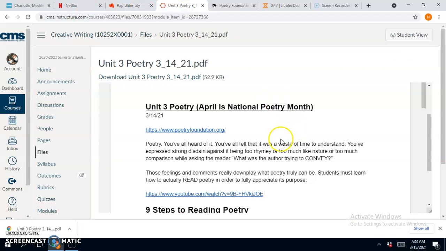Okay? Poetry, you've all heard of it. You felt it was a waste of time. You didn't want to try to understand it. You were against it being rhymey or too much nature talk. Or you got tired of the teacher asking you, what was the writer trying to convey? You didn't want to compare mood. You didn't want to look for the tone. You didn't care about the symbolism.